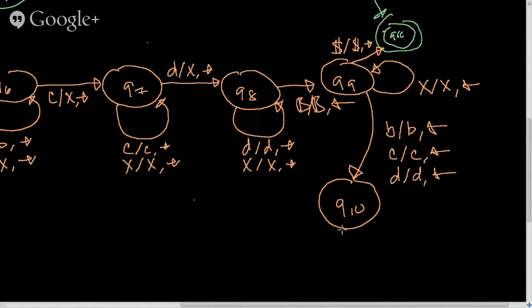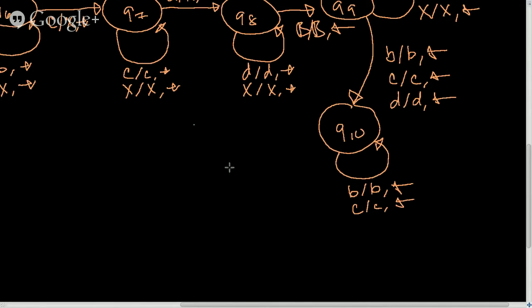And here, we're going to keep moving left until we get to the $ sign. So we're going to just loop over those same rules. C, C, move left. I got to scroll down just a little bit. If we see a D, D, move left. And we can still come up with X's right here. So if we see an X, just keep it an X and move left.